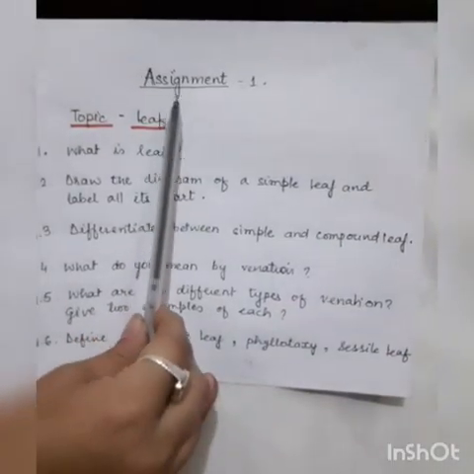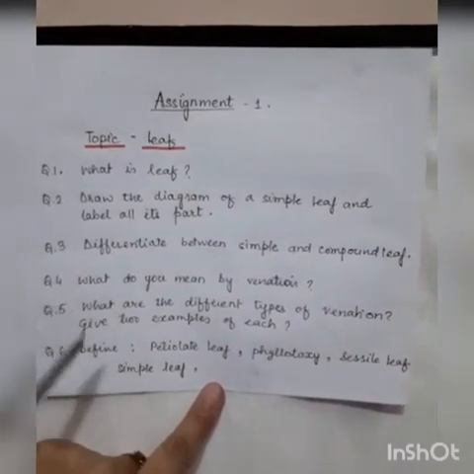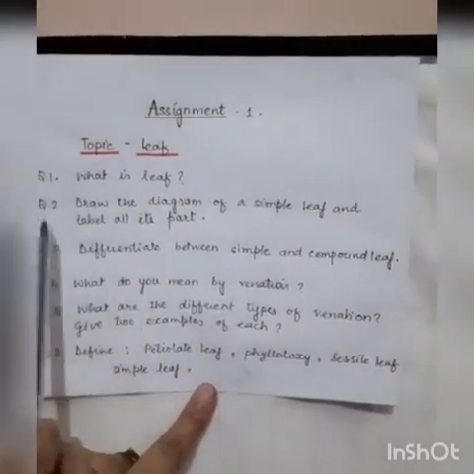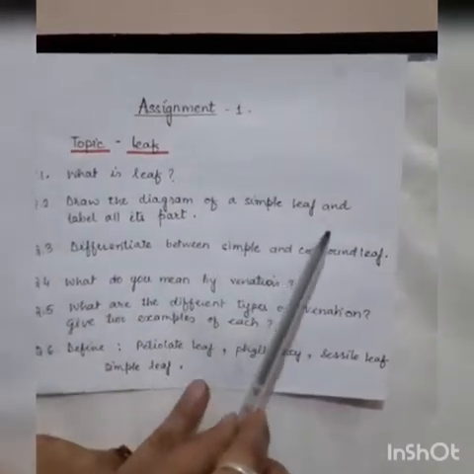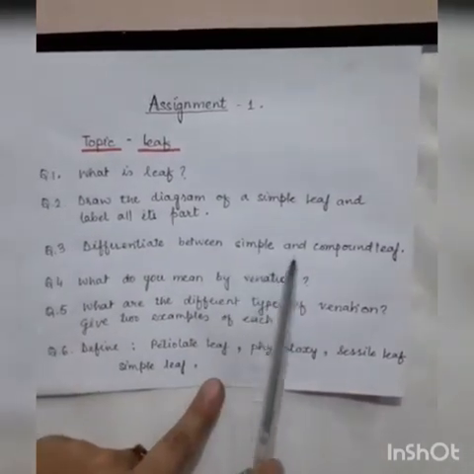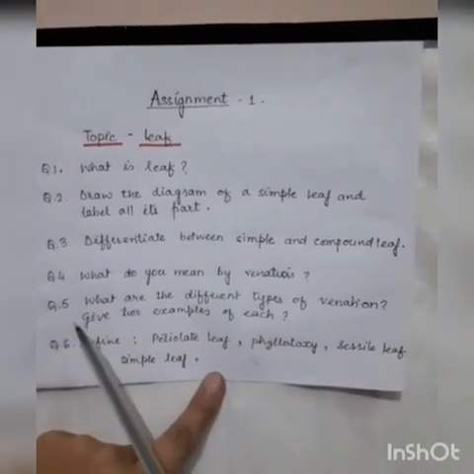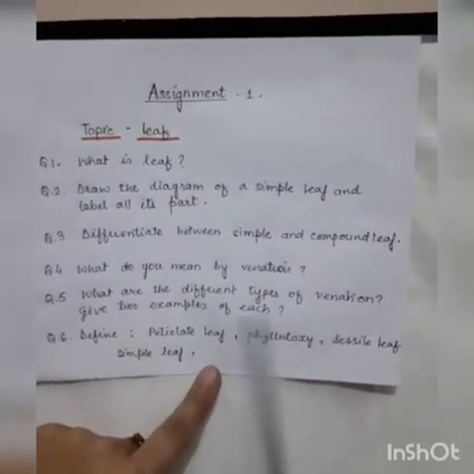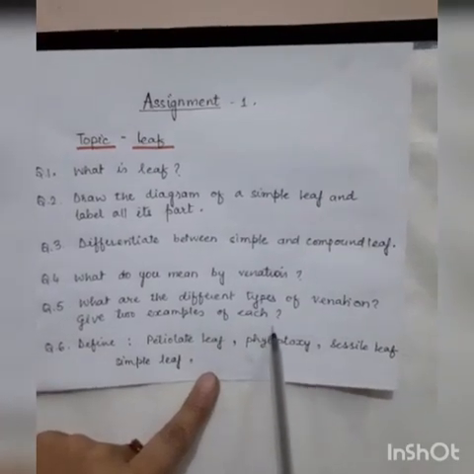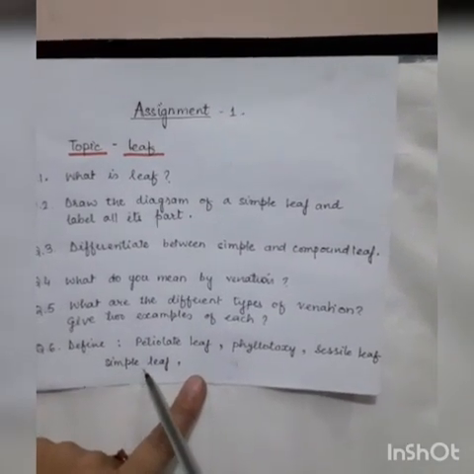Now children, this is assignment 1, topic leaf. Now these are the different questions. First question is what is leaf? Second, draw the diagram of a simple leaf and label all its parts. Third, differentiate between simple and compound leaf. Fourth, what do you mean by venation? And fifth, what are the different types of venation? Give 2 examples of each. And sixth, write short notes on petiolate leaf, phyllotaxy, sessile leaf and simple leaf.